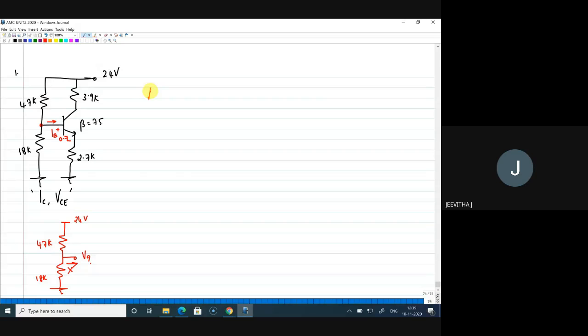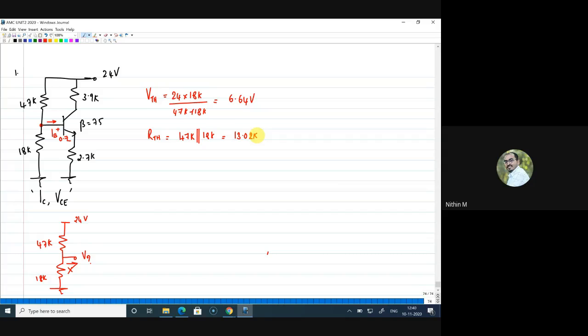The Thevenin voltage is 24 into 18K divided by 18 plus 47. Very good. Thank you, Jeevita. So Jessica, what is this VTH value? Can you calculate and tell me? It is 6.646. Very good, that is VTH. Thank you, Jessica. Abhirami, you can calculate the RTH value. Sir, RTH is 13.02K, that is 47K parallel to 18K. Okay, thank you, Abhirami.